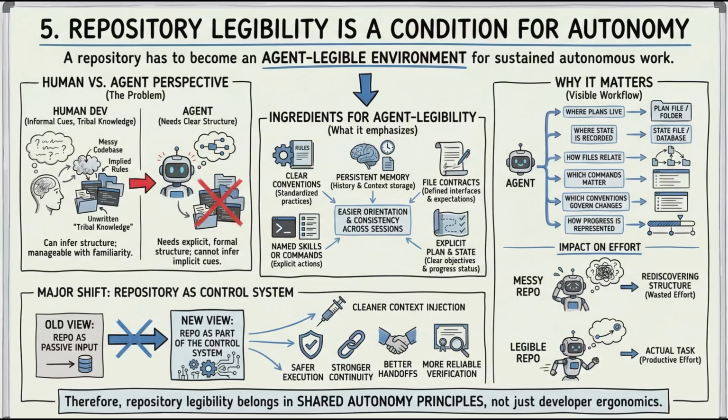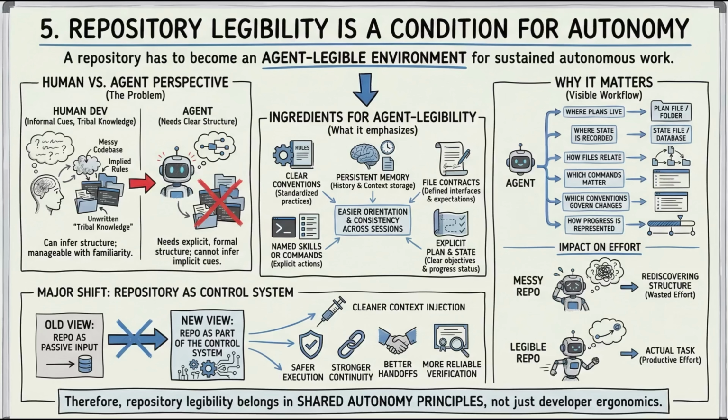The reason this matters is that agents simply work better when their environment makes the workflow entirely visible. The repository should clearly communicate where plans live and where state is recorded. It should map out how files relate to each other, which commands are relevant, what rules govern changes, and how progress is represented. In a messy or disorganized repository, an agent has to burn a lot of effort just trying to rediscover the structure. But in a highly legible repository, all of that effort goes directly towards solving the actual task. This represents a major shift in perspective.